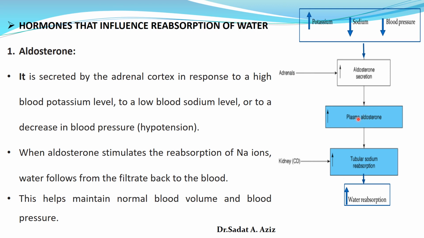When we have a high level of aldosterone in the blood, aldosterone stimulates the reabsorption of sodium ions, and when there is an increase in sodium reabsorption into the circulatory system, if you remember what we said, there is a tight coupling between sodium reabsorption and water. So when sodium ion is reabsorbed, water can move into the circulatory system again through osmosis, and this leads to a reduction of the urine volume and an increase in the blood volume. So this helps maintain normal blood volume and blood pressure.